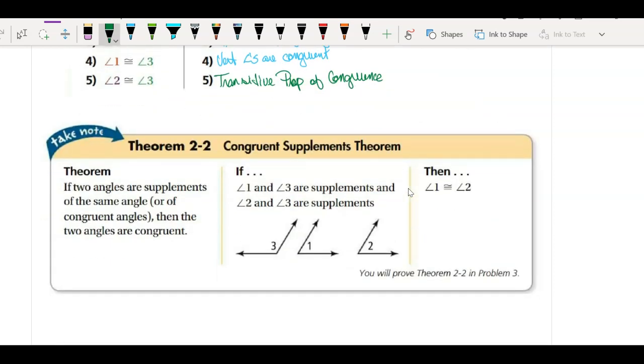Now let's take a look at a few more theorems. The congruent supplements theorem says that if two angles are supplements of the same angle, now remember, if you're a supplement, that's 180 degrees, then the two angles are congruent.